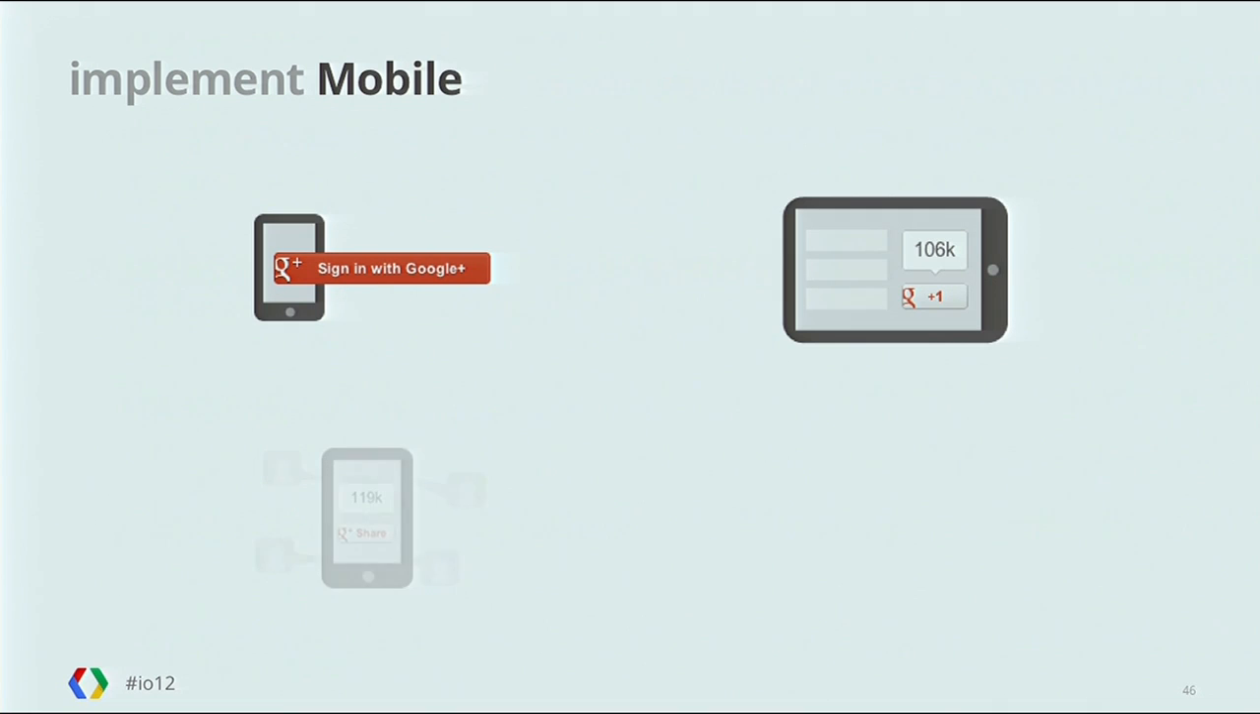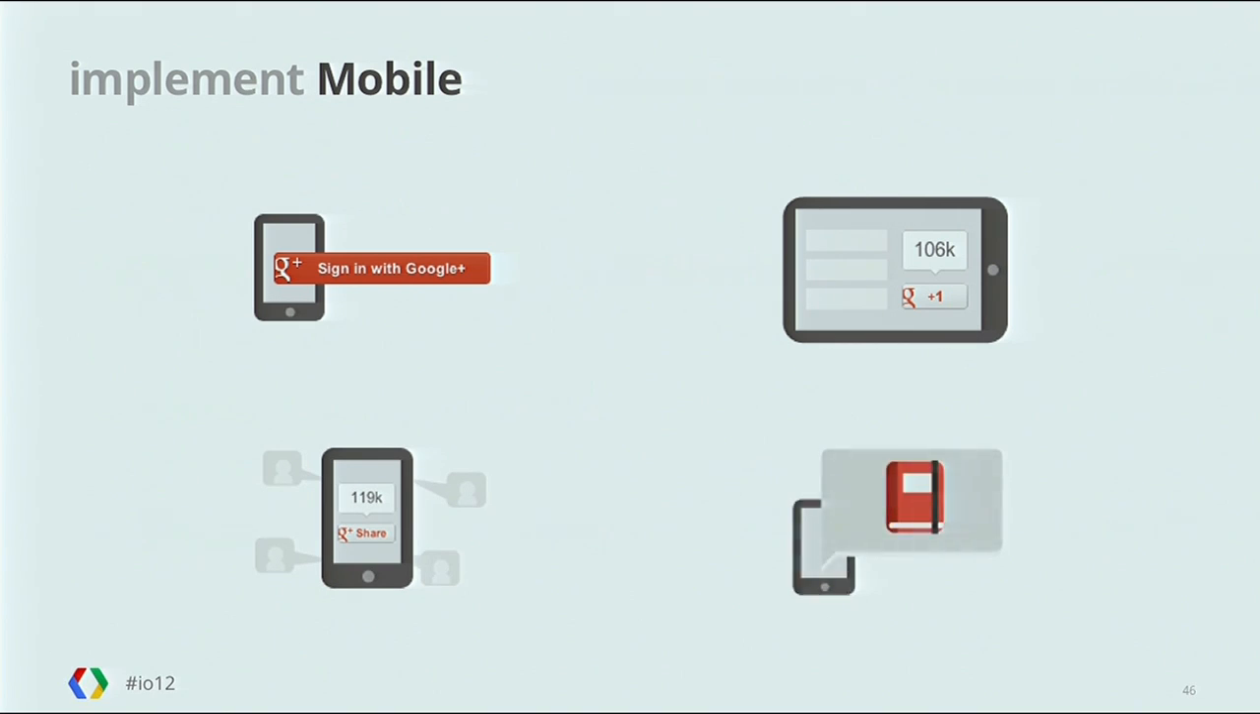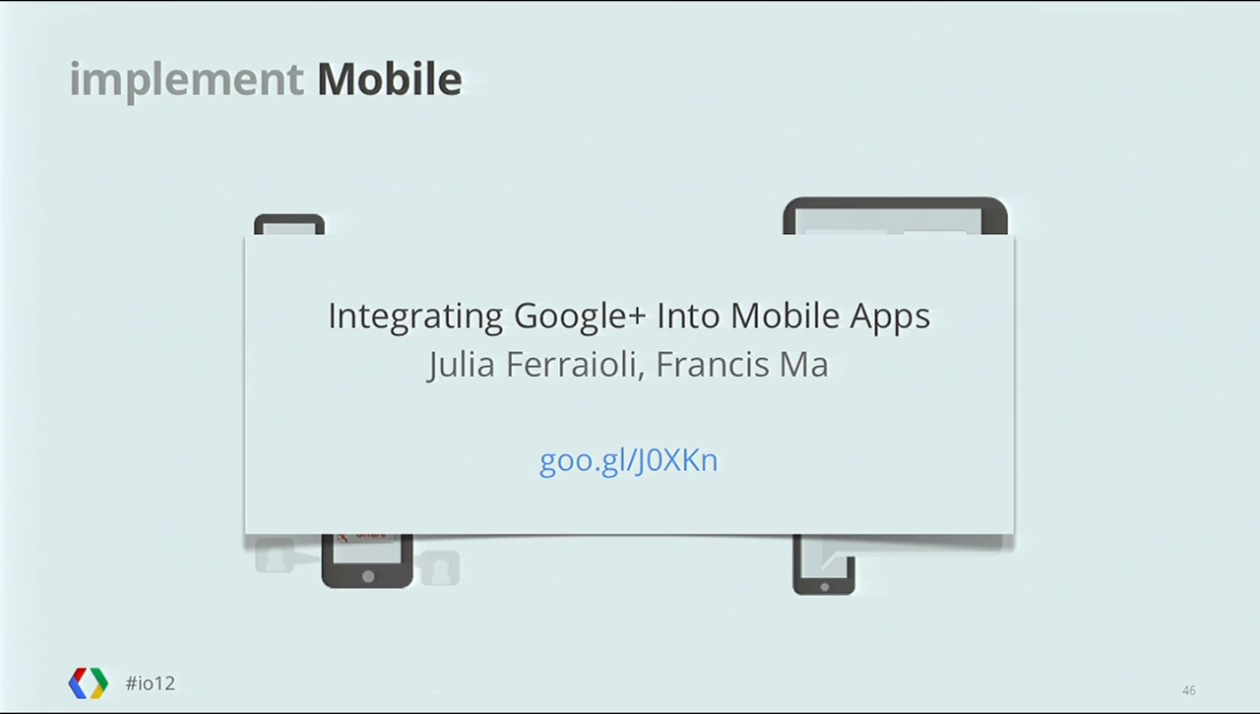Widgets. We've got the +1 and the share available. And then, of course, the history API is available too, so that users can save their moments not just from their web activity, but also from their mobile app activity as well. And again, that session, integrating Google Plus into mobile apps with Julia and Francis, is available online.